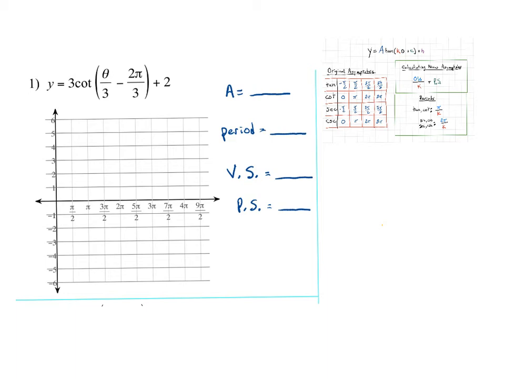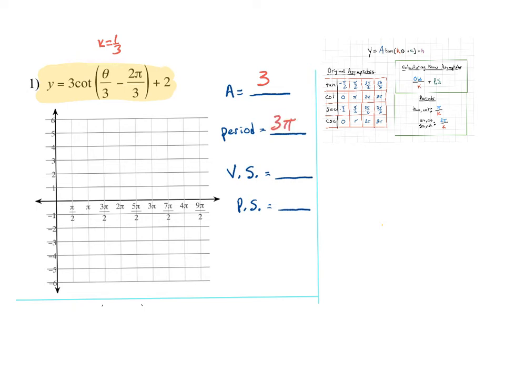So we're asked to graph y equals 3 cotangent of theta over 3 minus 2 pi over 3 plus 2. Our strategy has been to, first of all, make a list of the information that's important for this graph. In particular, the a value here is 3. To do the period for cotangent, it's pi divided by k. So in this case, k is 1/3. So pi divided by k would be 3 pi.